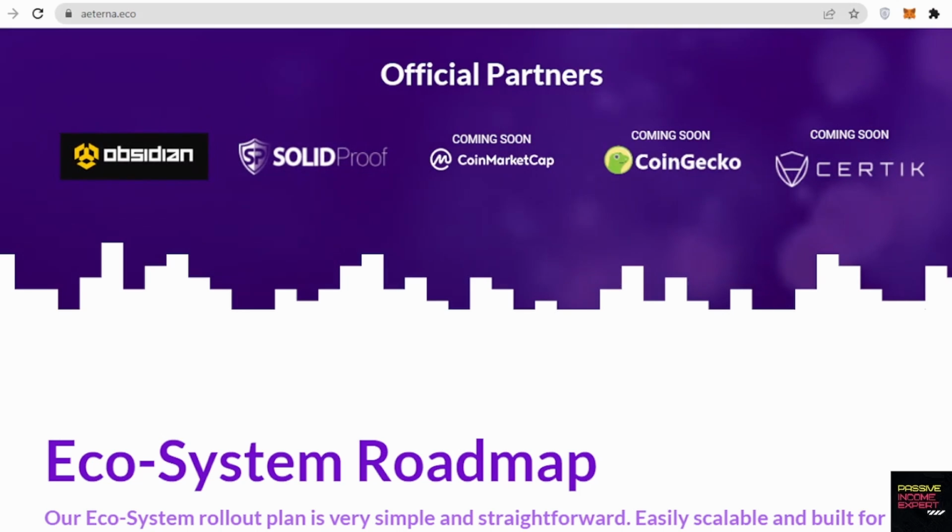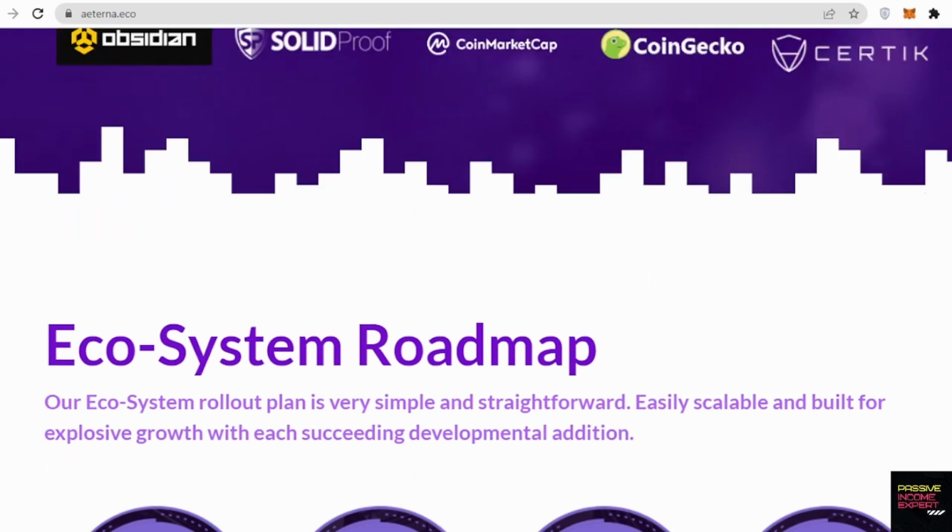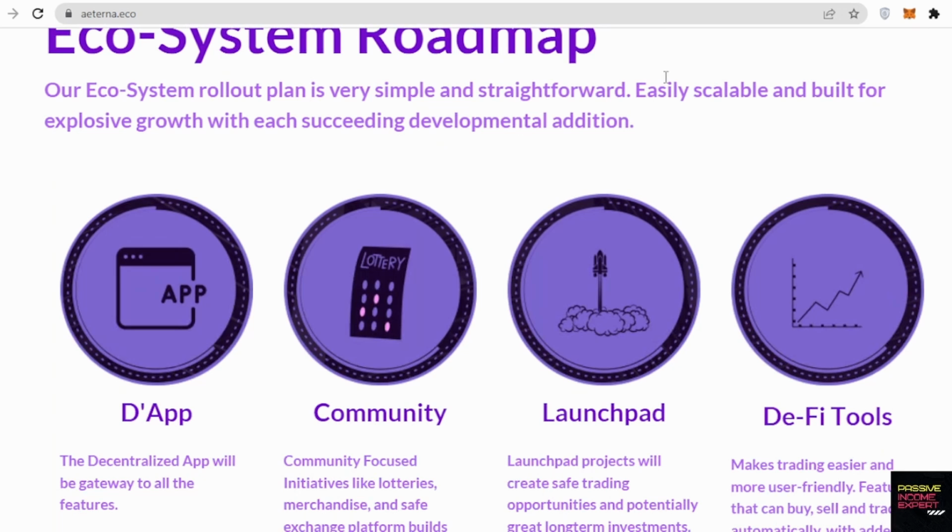They are expected to list on CoinGecko and CoinCap market soon. The CertiK audit is on the way. Looking into the roadmap, the ecosystem roadmap.